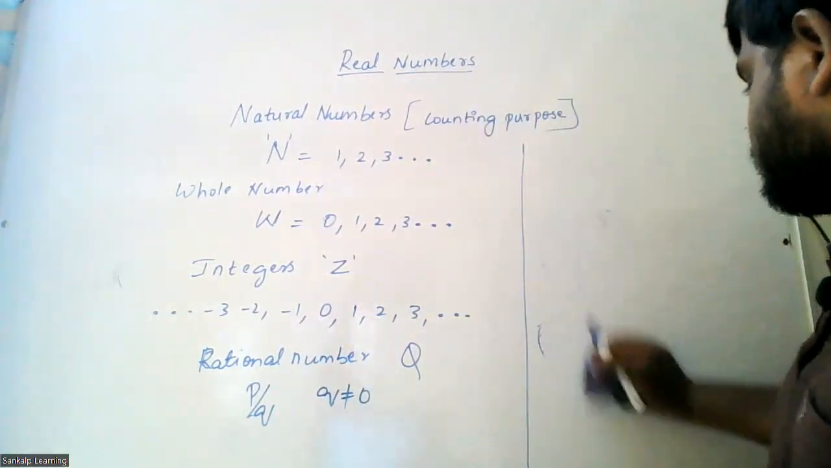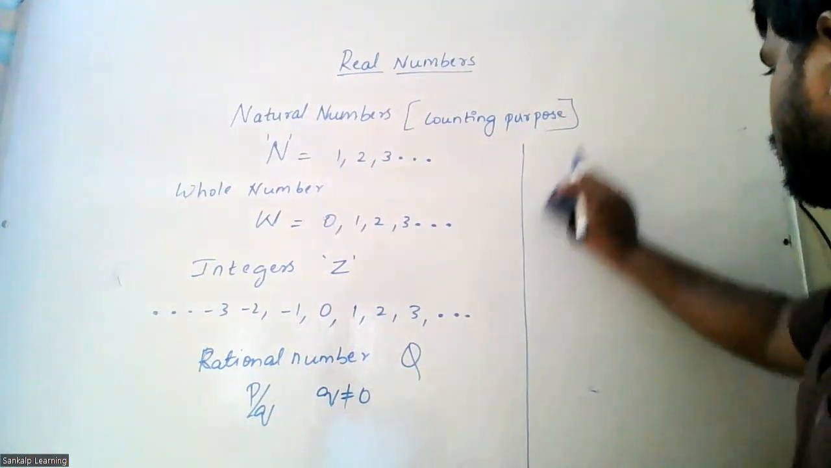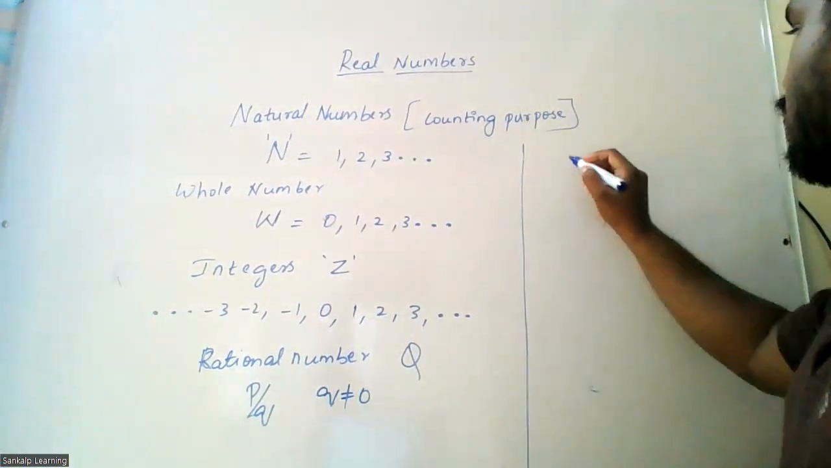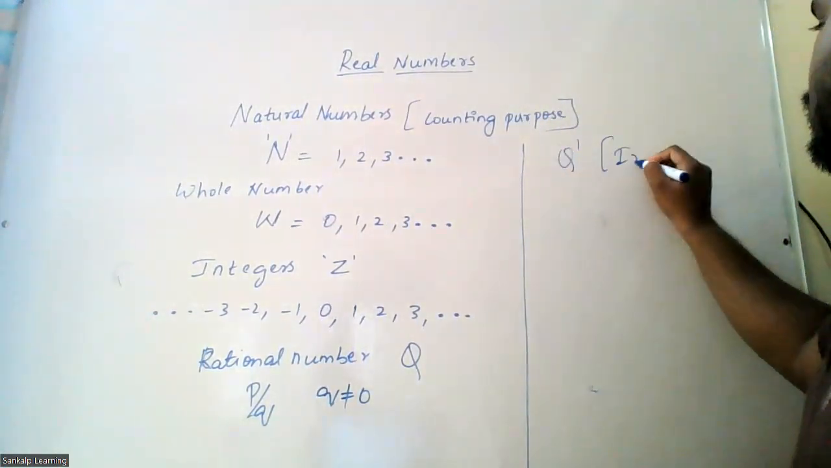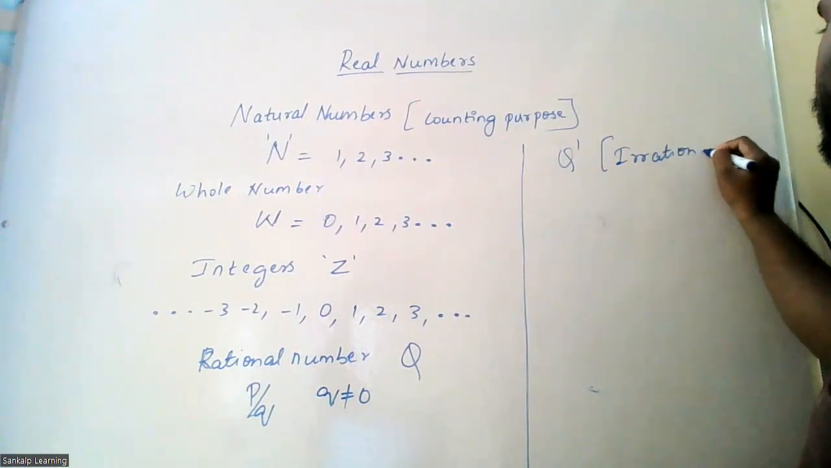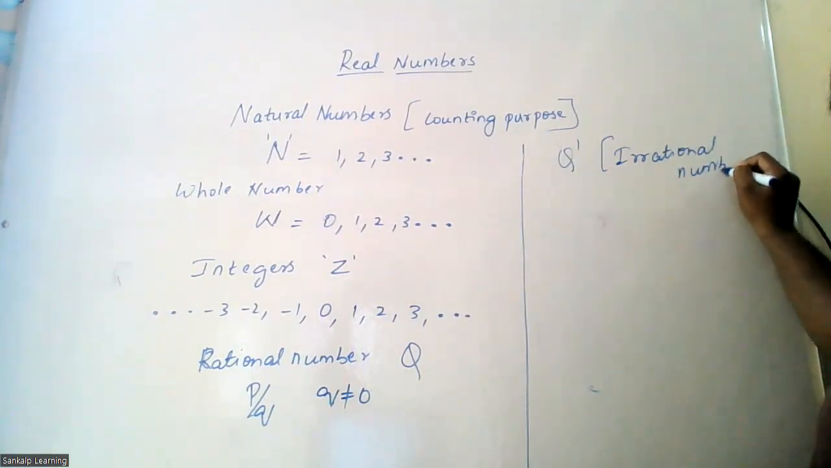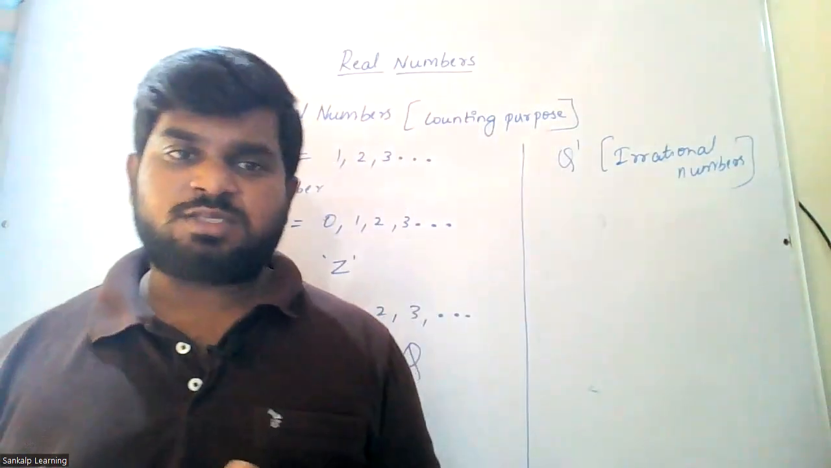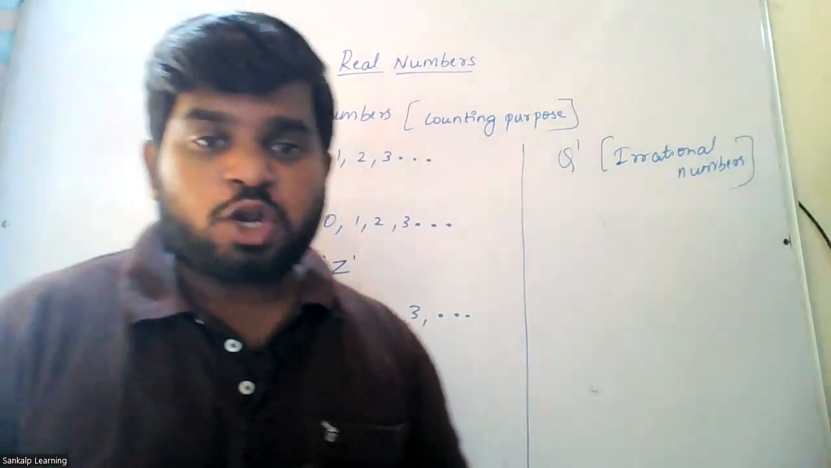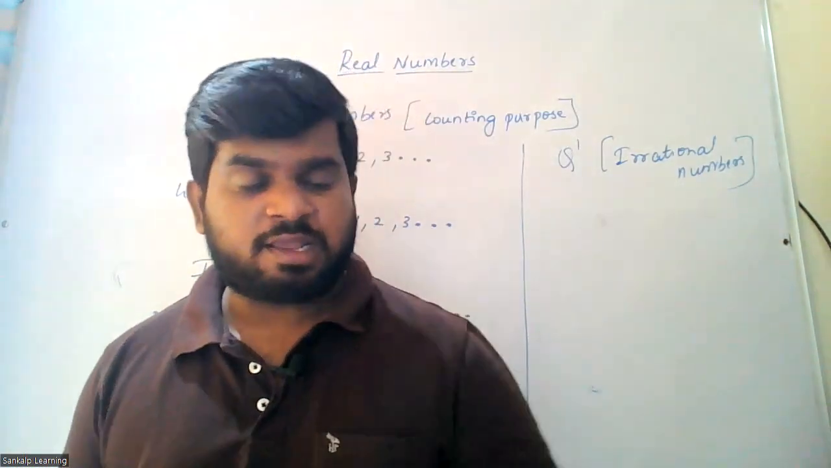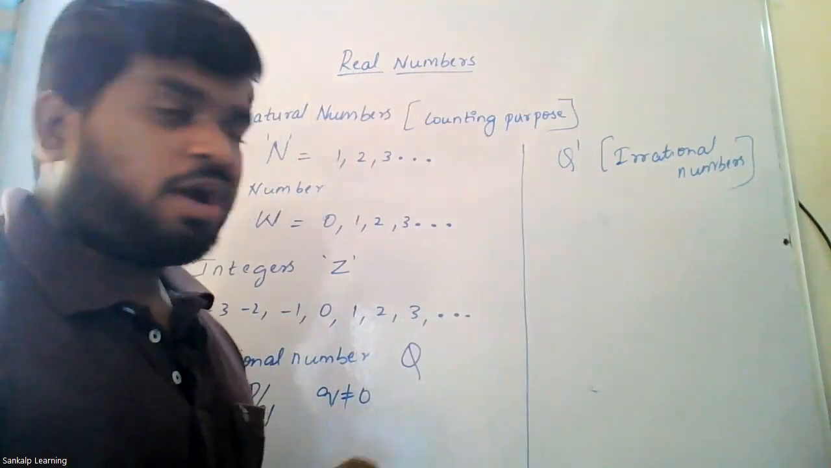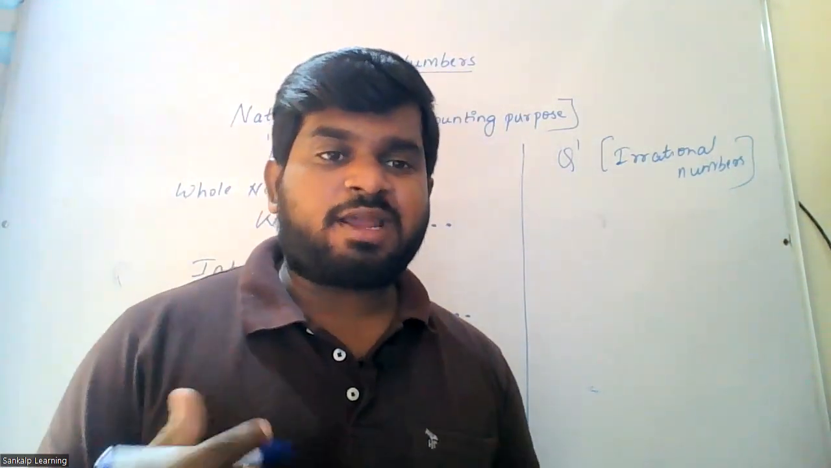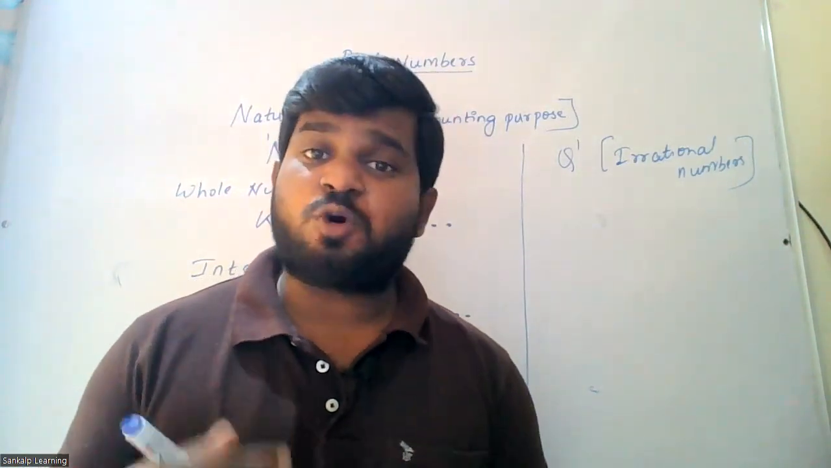Okay, so let's understand that. The numbers which cannot be written in the form of P by Q, that is Q dash, irrational numbers. In other words, non-terminating and non-recurring. Non-terminating means the decimal doesn't stop, it keeps going. Non-recurring means there is no repetition, there is no pattern.